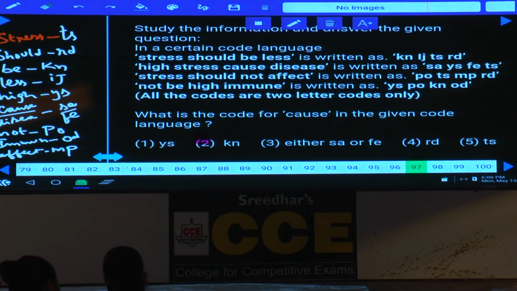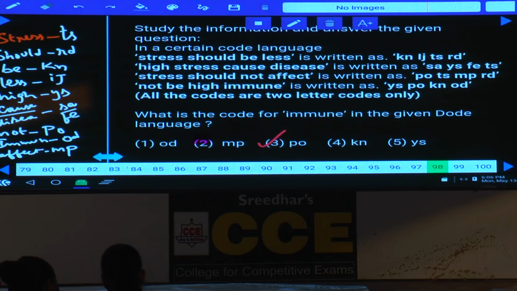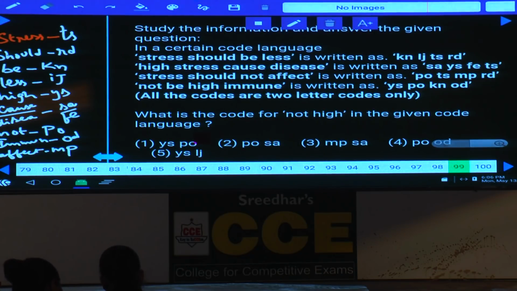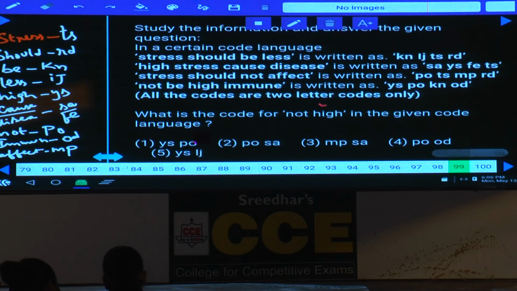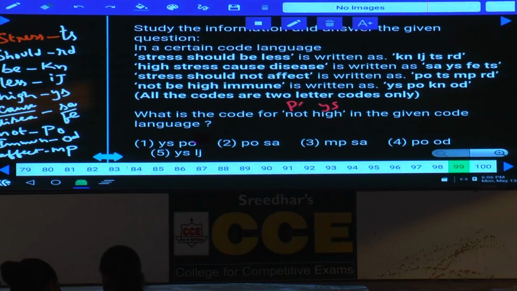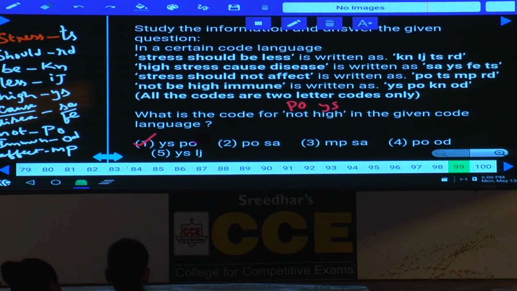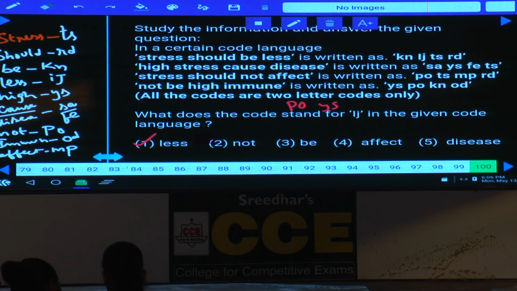Then question number 97. What is the code for the word cause? Either SA or FE, choice 3. Then 98. What is the code for immune? Immune is OD, choice 1. And 99. What is the code for not high? High is YS and not is PO, and PO, YS in any order. PO, YS, that is choice 1. And finally question number 100.